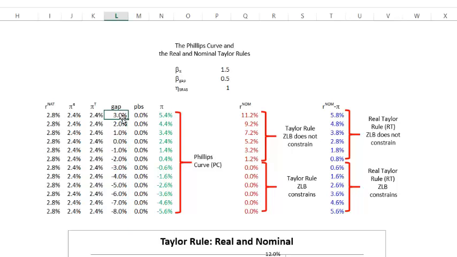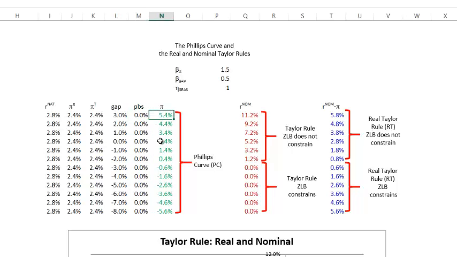Here we have a high value, output gap is 3%, so this is an economic upturn. And here we have a downturn, and actually this is a very severe downturn of minus 8% output gap. We're also ignoring for the time being any shocks to the short run aggregate supply curve. Why? Because we're setting PBS, the shock term for the short run aggregate supply curve, to 0.